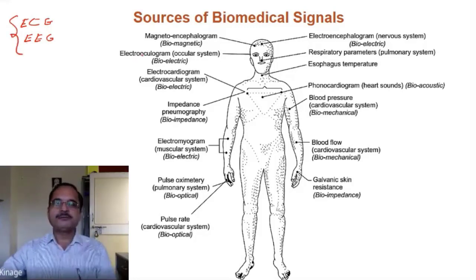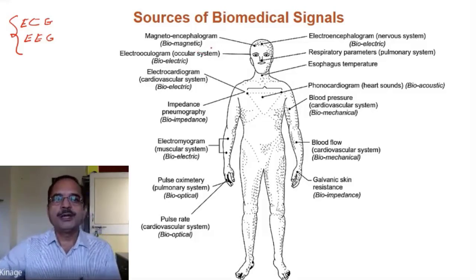Now here a photograph of a human being is shown, and all the different types of signals we have discussed till now are shown here. So let us start one by one. The first one is magnetoencephalogram. This is a magnetic signal, biomagnetic. This is the magnetic signal related to our brain or the nervous system.